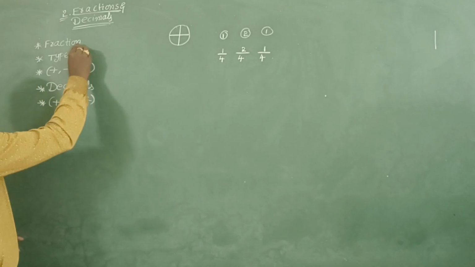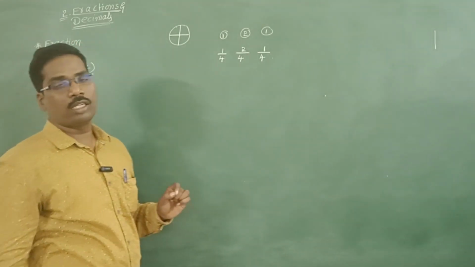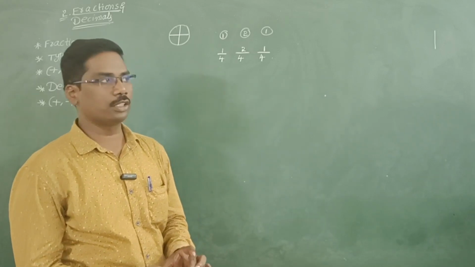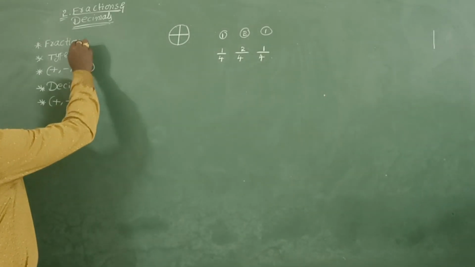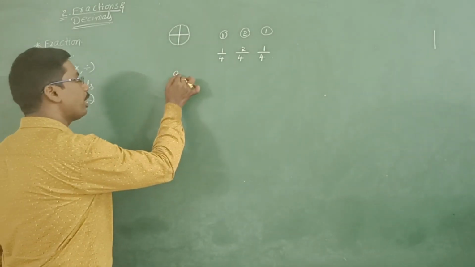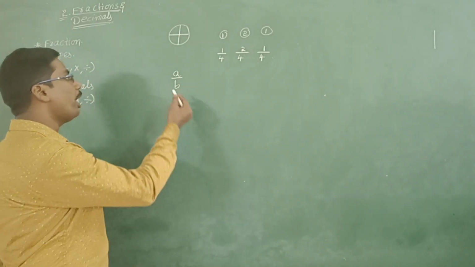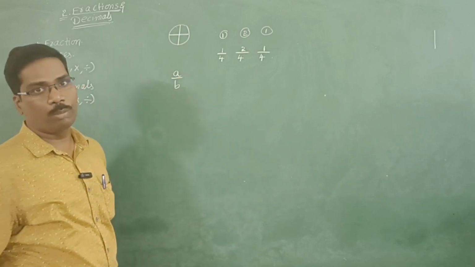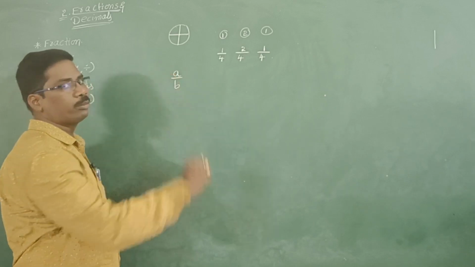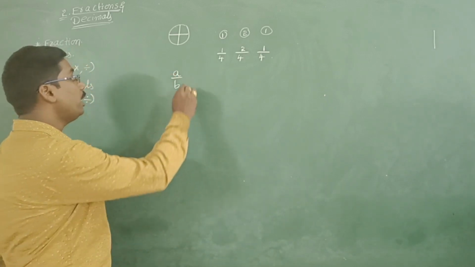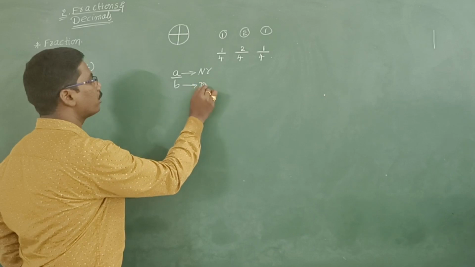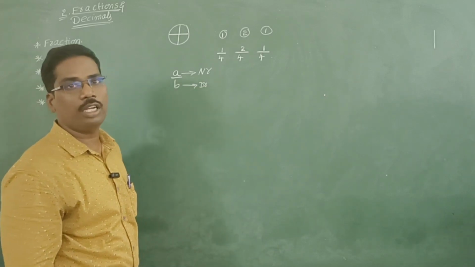Simply we can say a fraction is nothing but dividing one number by another number. In a fraction, if I write A by B, it means A is divided by B, which means comparing A with B. So the comparison of two quantities with the division symbol is called a fraction. In this, A is called the numerator and B is called the denominator.